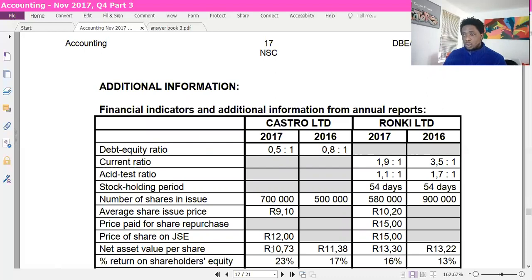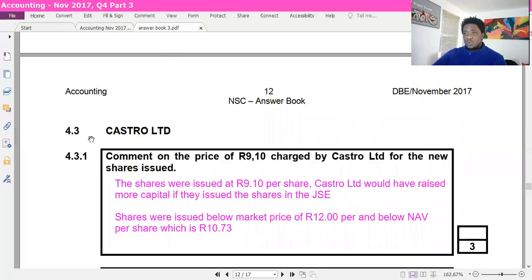And also, I think they were a bit easy on shareholders here, because if you were selling to shareholders, you'd sell at least at their NAV, net asset value per share price, which is 10.73, but they sold below that. And this is what I had as my answer for this question. So my comment is that the shares were issued at 9.10 per share. Castro Limited would have raised more capital if they issued the shares on the JSE. So that is the first part.